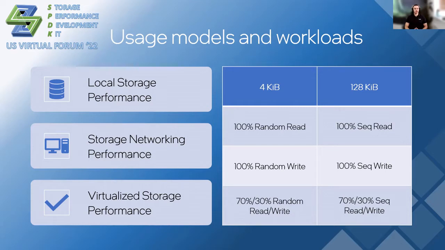Typically, these are small workloads with 4 kilobytes block size with 3 workloads. These are 100% random read workload, 100% random write, and 70-30 mixed random read-write workload. Additionally, we use workloads with large block sizes with 128 kilobyte block size, and these are 100% sequential reads, 100% sequential writes, and a mix of 70-30 sequential reads and writes.